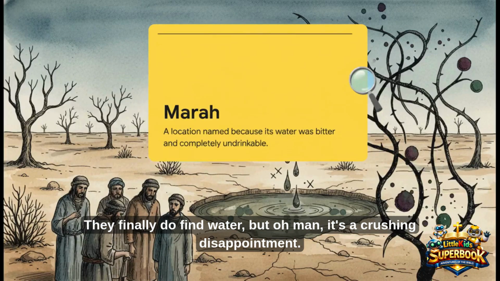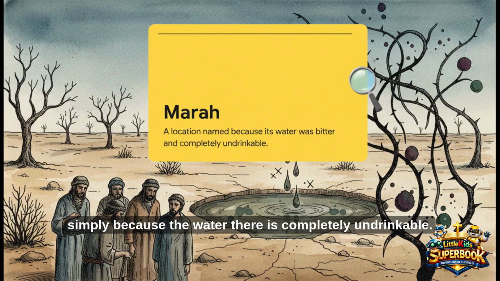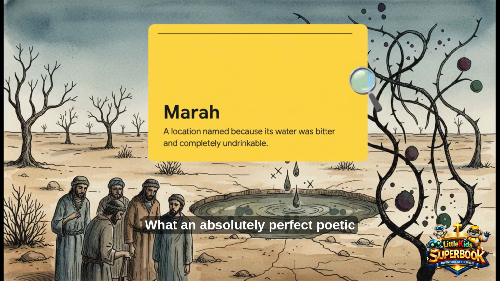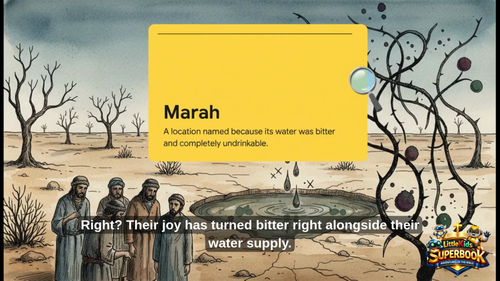They finally do find water, but oh man, it's a crushing disappointment. The location is called Mara, which literally translates to bitter, simply because the water there is completely undrinkable. What an absolutely perfect poetic metaphor for the rapidly shifting mood of the camp, right? Their joy has turned bitter right alongside their water supply.